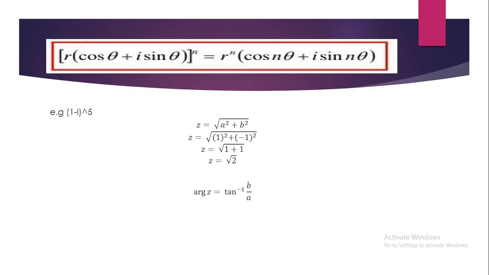Because this is where we want to find the argument, we're going to use arctan. So this is where arctan comes along. Arctan of b divided by a, so arctan of negative 1 divided by 1, and our final answer is negative pi divided by 4. It's just as simple as that.